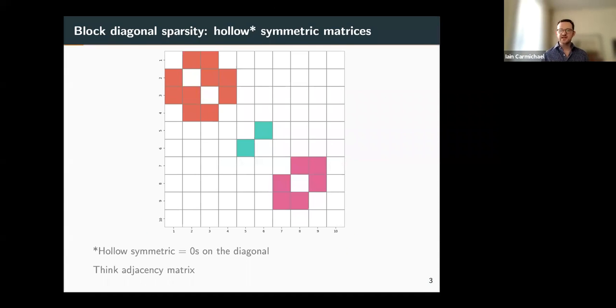When I say a block diagonal matrix, we all know what I mean by that, right? There's one pictured here. We're going to talk about hollow symmetric matrices. By hollow, I just mean all of the diagonal entries are zero. In our setting, we're never really going to be interested in the diagonal entries anyway. So right now I'm showing you a block diagonal hollow symmetric matrix. You should think of this as an adjacency matrix to orient yourself to where we're going.